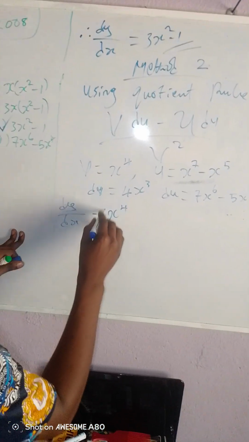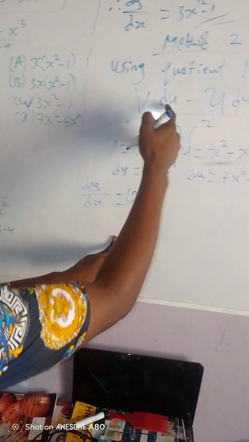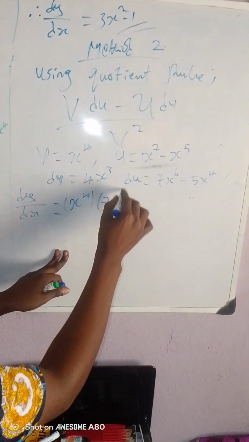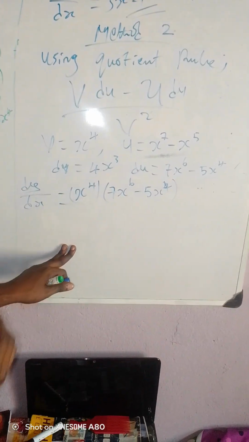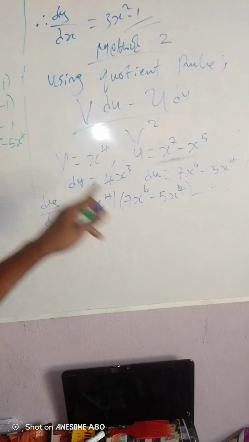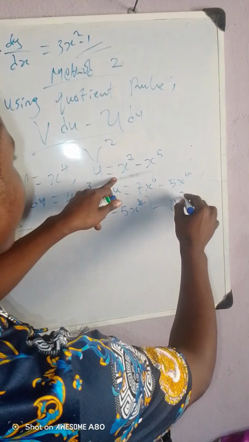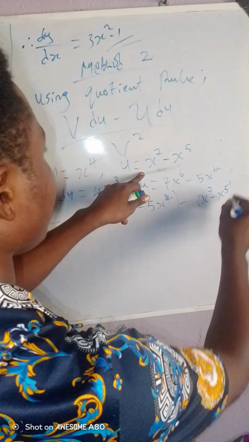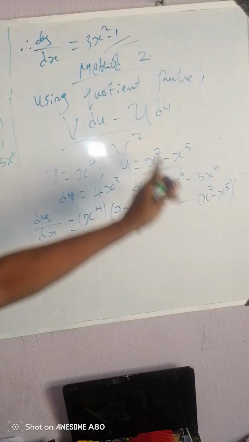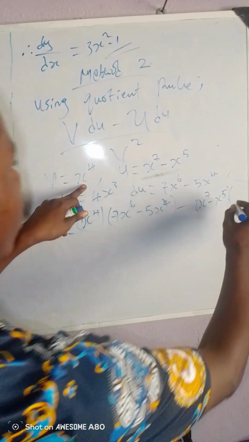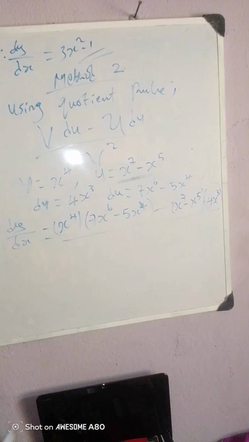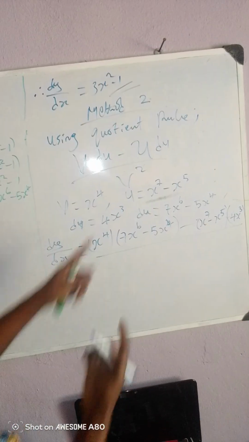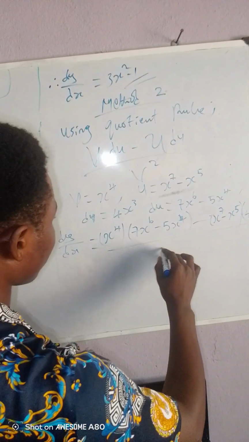Remember, what will be our v? X to the power of 4. Now multiplying, what will be our du here? 7x to the power of 6 minus 5x to the power of 4. I mean, close the bracket. Now it is subtract u. What will be your u? X to the power of 7 minus x to the power of 5. And that you multiply by dv. What will be your dv? 4x to the power of 3. You see it now. Now all over what is our v squared. V was what? X to the power of 4.